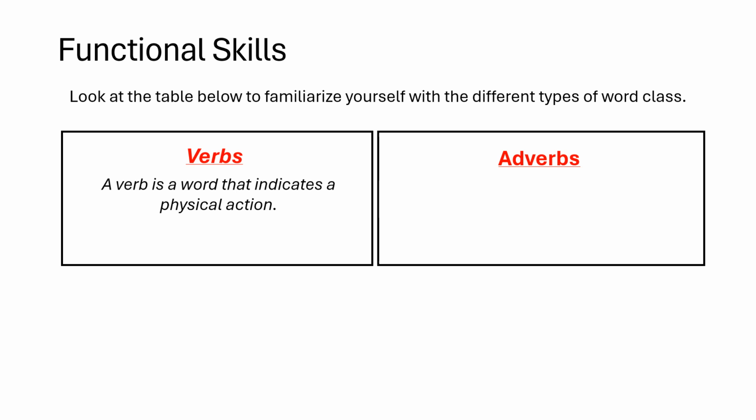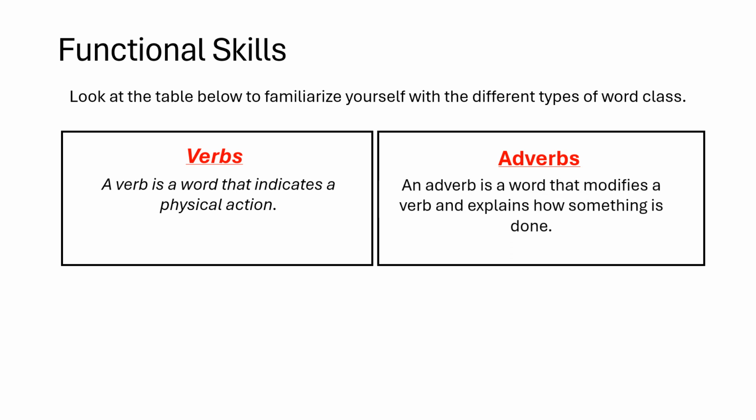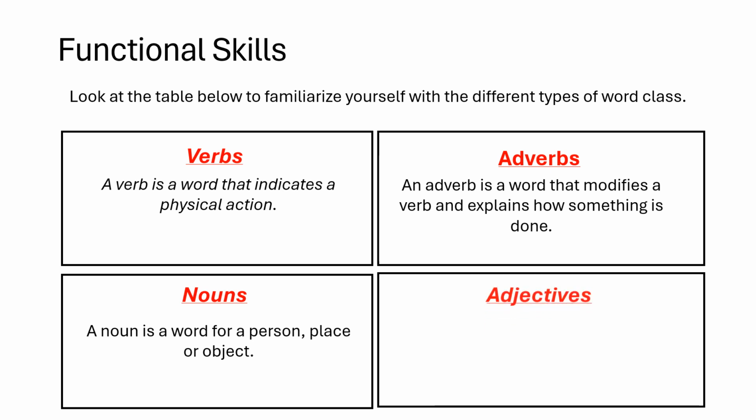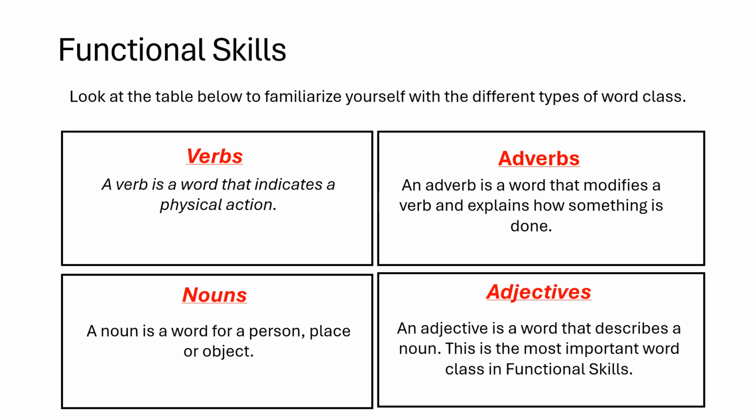Adverbs, these two kind of go hand in hand, they add to the verb. An adverb is a word that modifies a verb and explains how something is done. Then you have nouns. A noun is a word for a person, a place, or an object. And then finally, you've got adjectives, the most important one that we're going to focus on in this video. An adjective is a word that describes a noun.